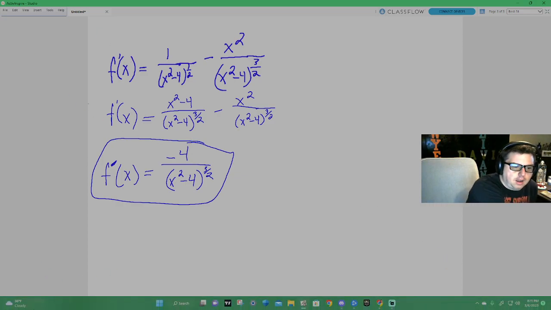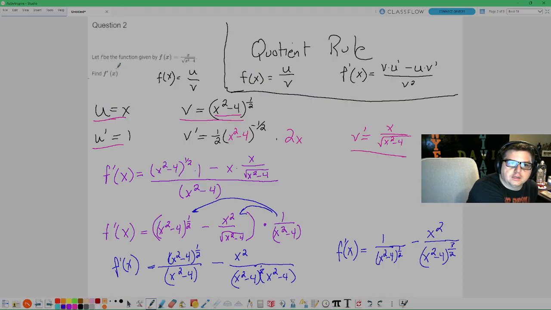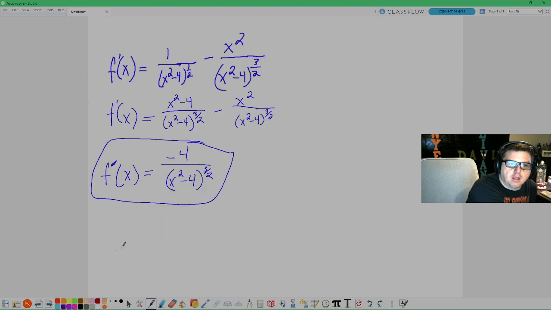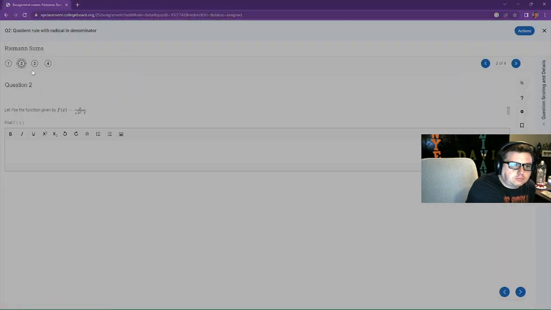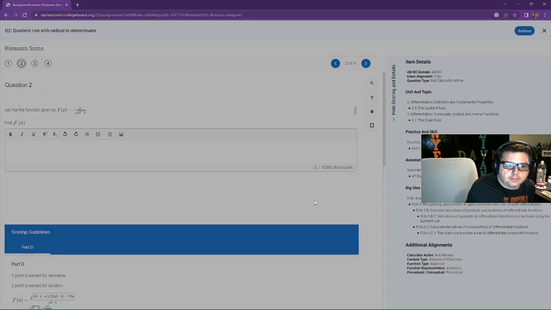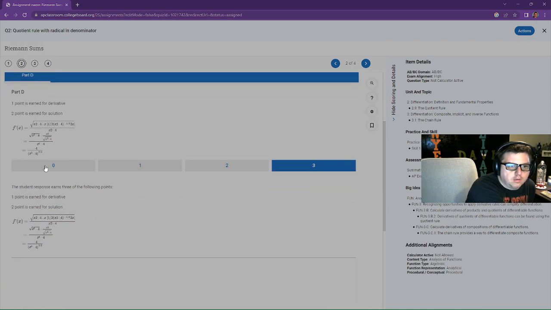Now, depending on how crazy they might be, it might just be this. I'm curious on what AP Central has to say about it. Negative 4 over x squared minus 4 to the 3 halves power. Yeah, see, student response earns 2 points for earned further solution.